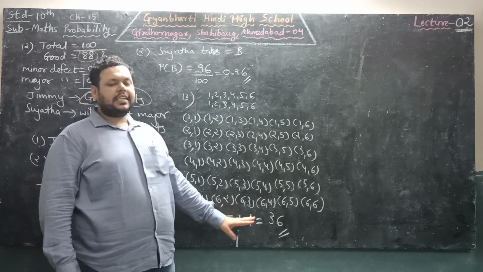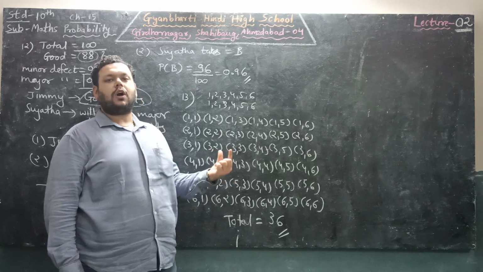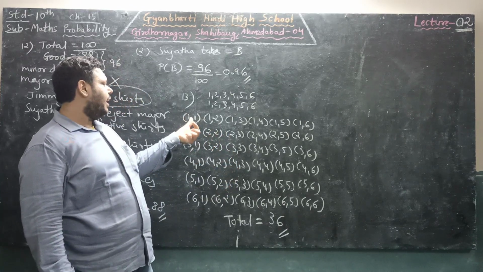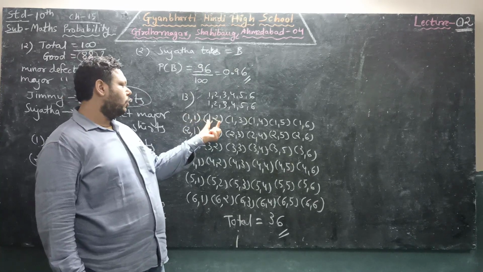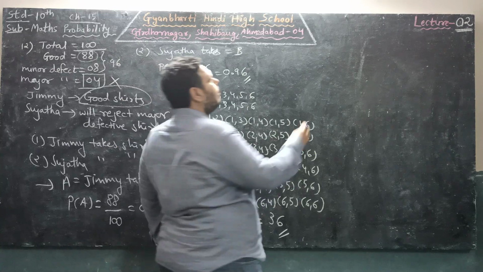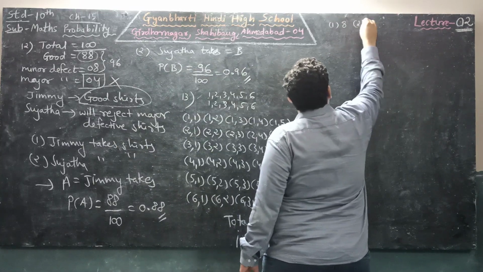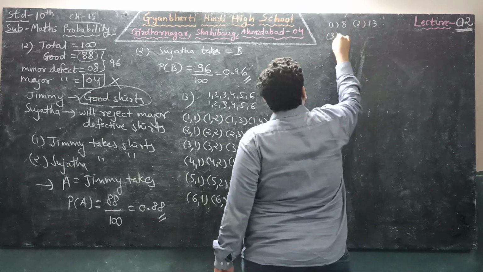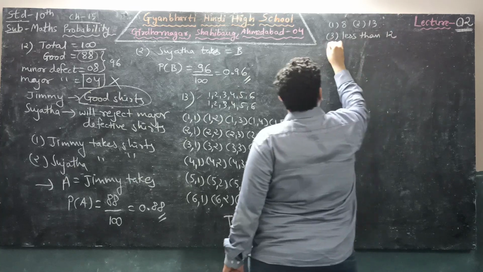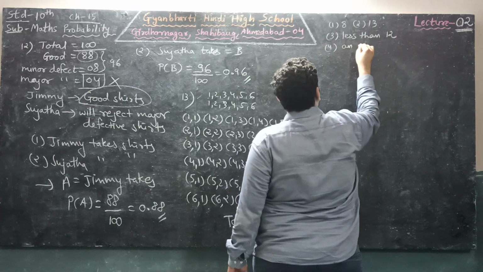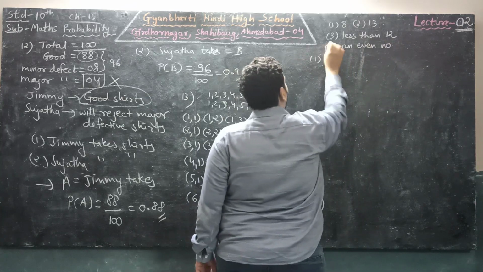Now for these 36 outcomes, we want to find the probability of the sum of numbers on both dice. That is, 1 and 1 total will be 2. So the sum of both dice will be 2. Similarly 1 and 2 total will be 3. So find the probability that the sum of both the dice is 8. Second, 13. Third, less than 12, and fourth, an even number.